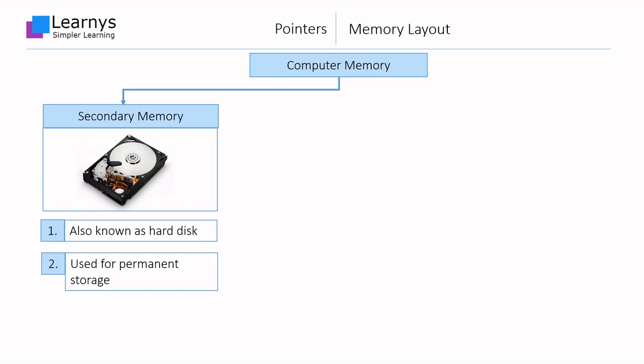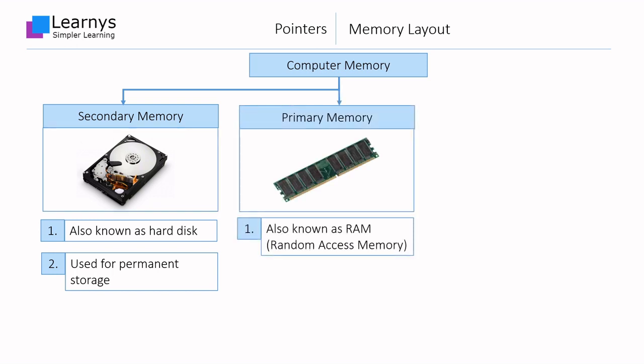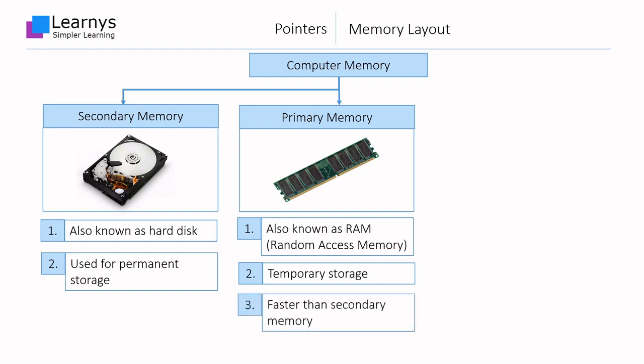The second type of memory is the primary memory, which is also known as the RAM. This is a temporary storage, which means the moment power goes off, RAM will not be able to retain its data. But accessing data stored in a RAM is much faster than accessing data from the permanent storage.